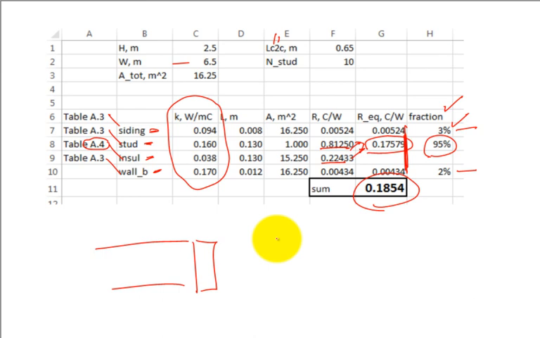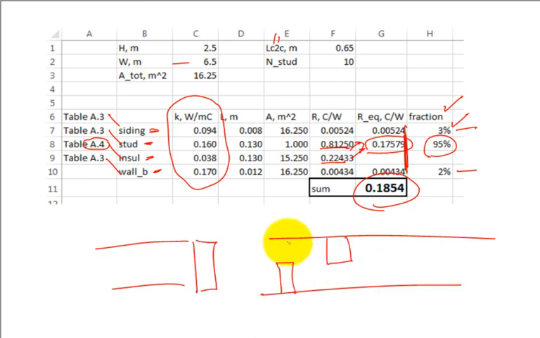Somebody says, well, why don't they do a wall like this and put a 2x4 and then a 2x4, and then I don't have that thermal pathway through a continuous stud. Yeah, go get a contractor with the workers to actually build a wall like that. I'm sure it'd be great.